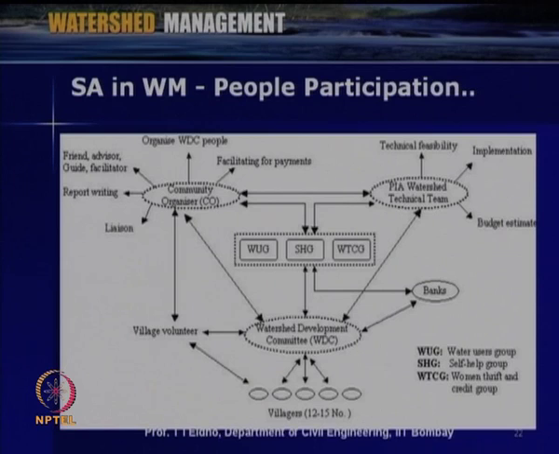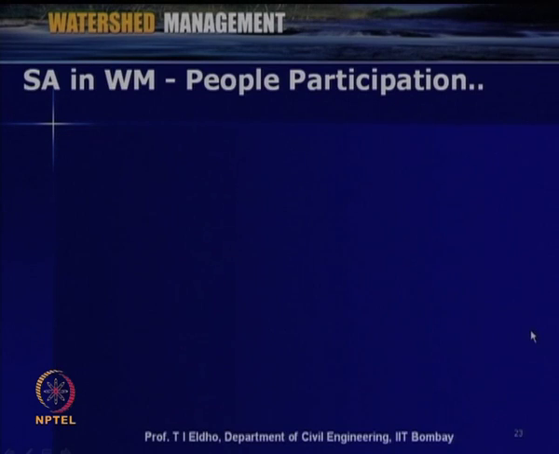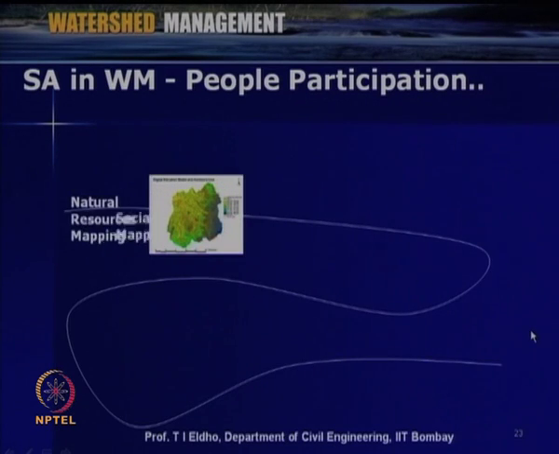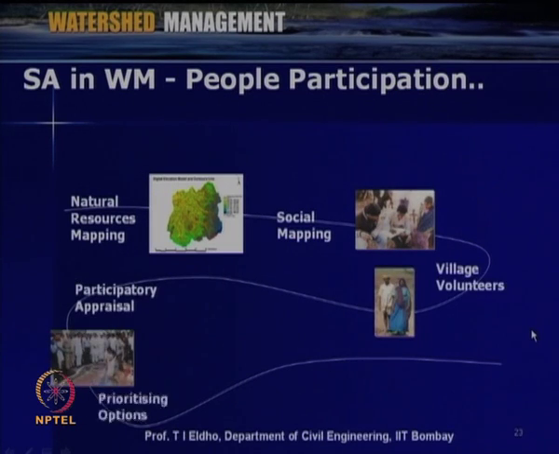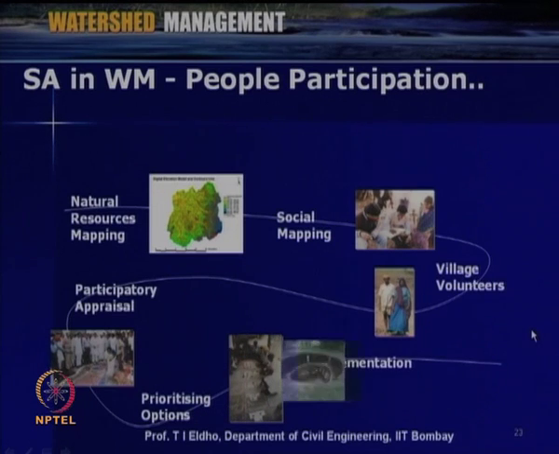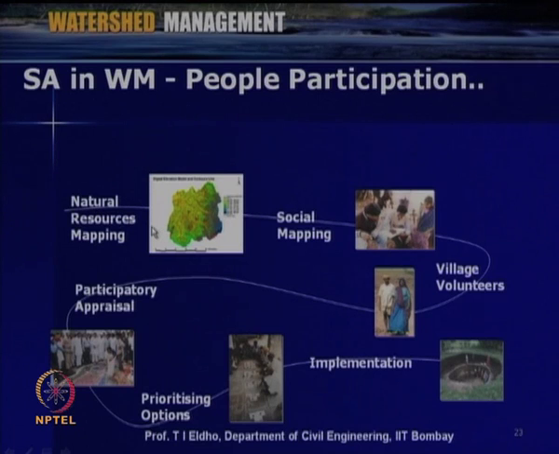So, various stakeholders come together, and then we can go for a successful watershed management plan. As we already discussed, the people can participate at various levels as listed here. It can be for natural resource mapping to collect the various data, and then social mapping, like the population of the area and their socio-economic aspects. Then village volunteers can be there to implement the project, and we can meet with the people, and a participatory appraisal can be done. We can prioritize the options and then go for the implementation.